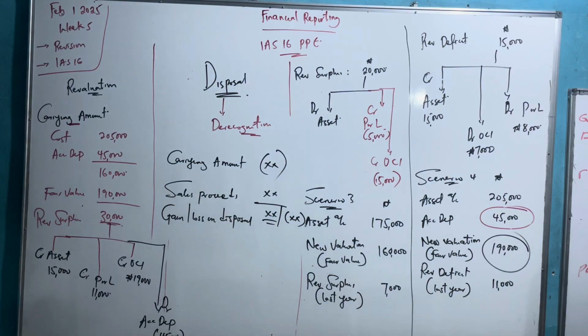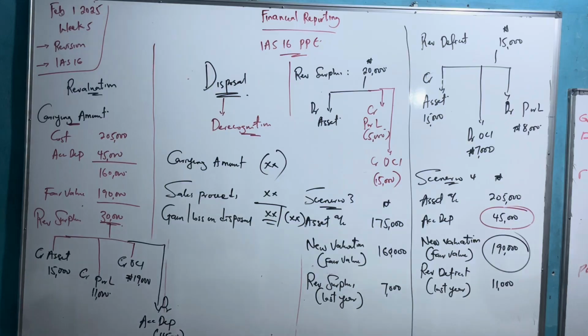OCI or P&L? OCI, right? If it's a gain, where does it go? It's P&L. Why will it go to OCI? You sold something. You have made your money now. You have earned it now.